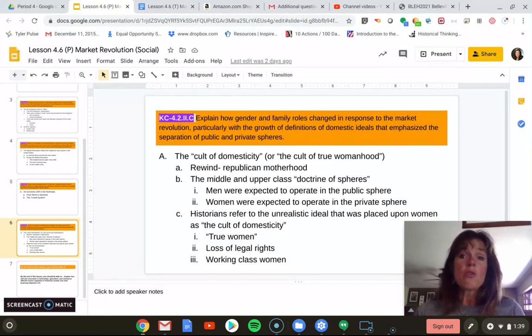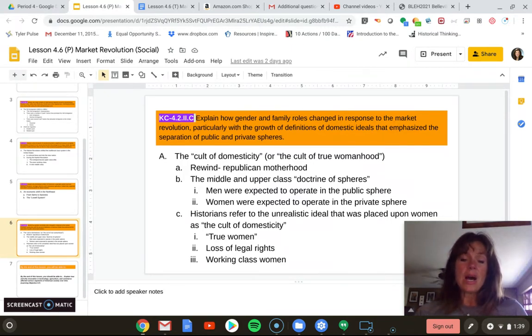However, once more and more men began to leave for work and cities began to expand, public schools began to develop, especially in the Northeast. So when people would send their children to public schools or even private schools, the role of women as their primary teacher is lost. And women lose that role as civic educators. So what begins to happen as the middle and upper class develop throughout the market revolution is this idea of doctrine of spheres, which begins to define gender roles.